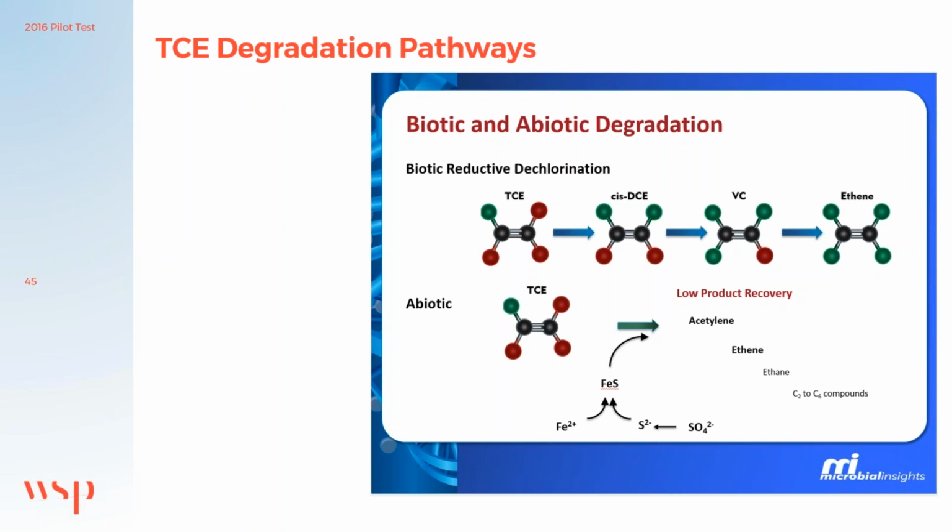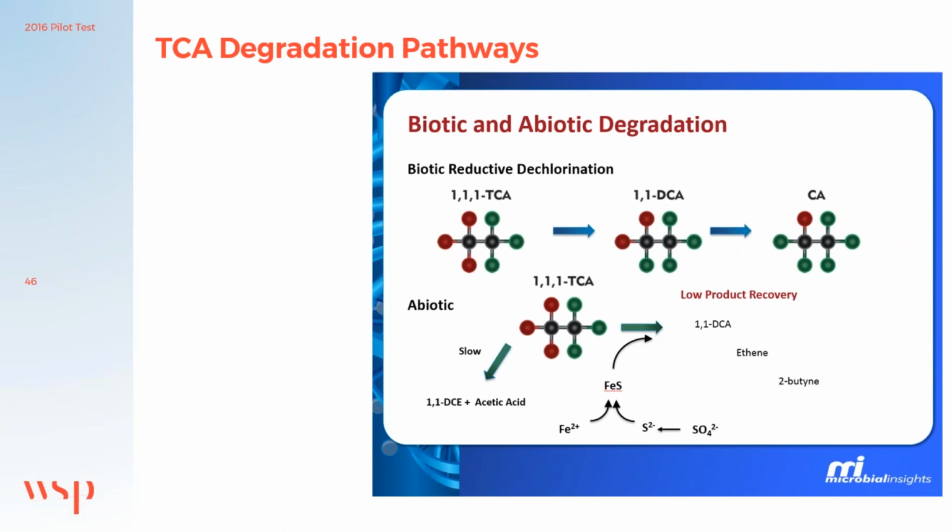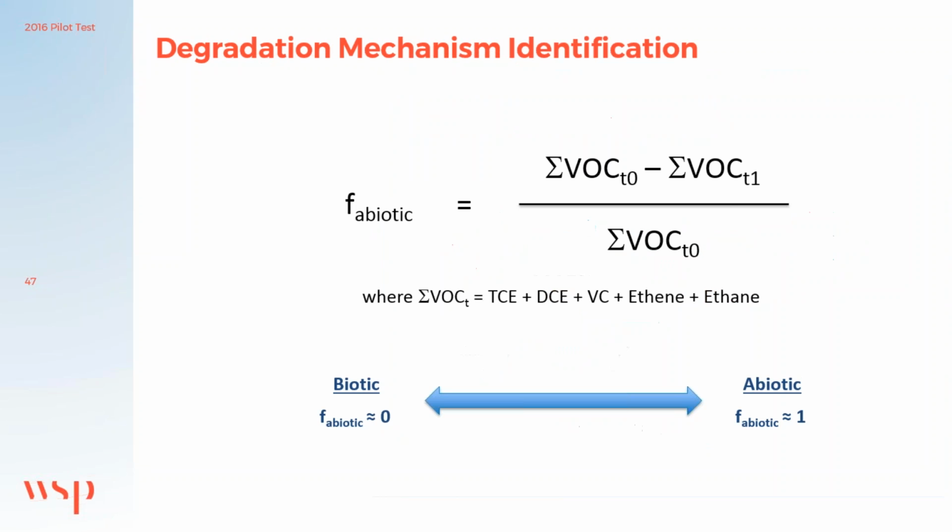This slide shows degradation pathways for TCA. Again, the abiotic pathway has low product recovery. We can use the product recovery differences between the pathways to try and tease out the degradation mechanisms using the F-abiotic equation. Basically, there is good product recovery in the biotic process.